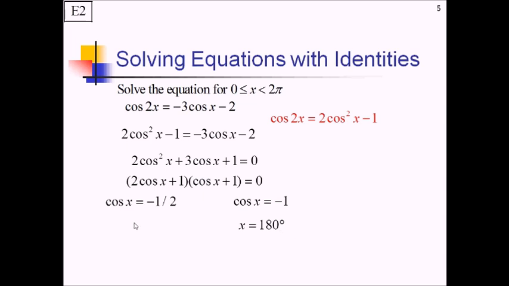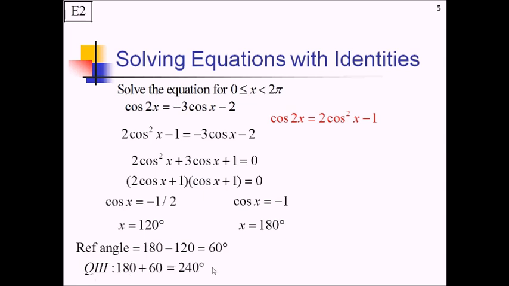Now we're asking, where is the x value -1/2? You might remember that that's 120, or you might have to use your calculator. Either way, it is 120. We have a reference angle of 60 if you do 180 minus 120. Now the other place cosine is negative other than quadrant 2 is quadrant 3. So in quadrant 3 we have to do 180 plus 60, giving us 240.